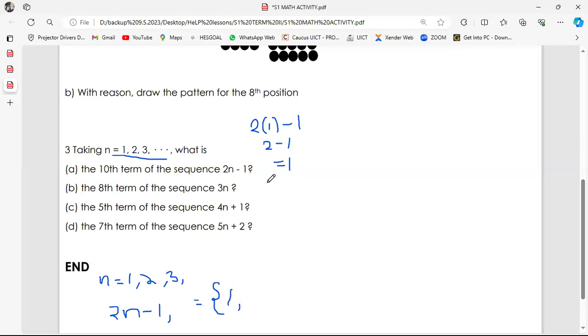The second term of the sequence, where there is n, we put 2. 2 into 2 minus 1. So this will be 4 minus 1 to give us 3 as the answer. So this becomes 3.